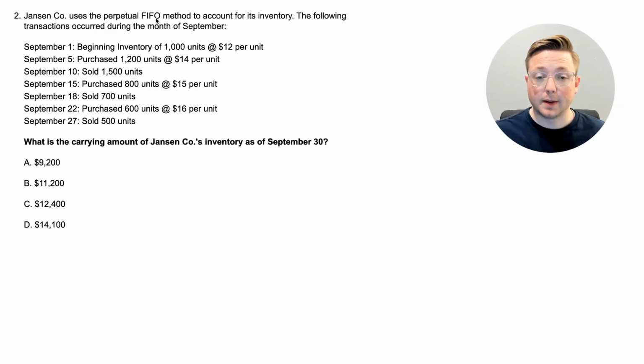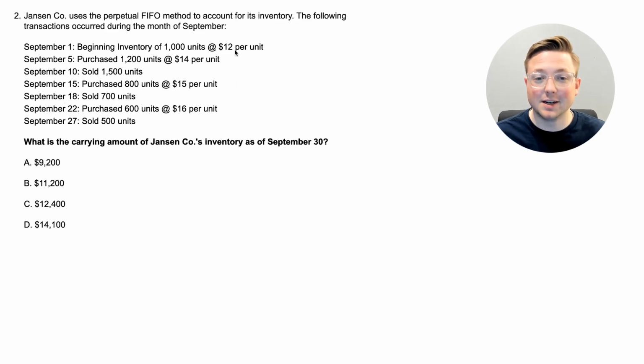Janssen Co. uses the perpetual FIFO method to account for its inventory. The following transactions occurred during the month of September. September 1st, they had beginning inventory of 1,000 units at $12 per unit. September 5th, they purchased 1,200 units at $14 per unit. September 10th, they sold 1,500 units. September 15th, they purchased 800 units at $15 per unit. September 18th, sold 700 units. September 22nd, purchased 600 units at $16 per unit. And finally, September 27th, they sold 500 units.